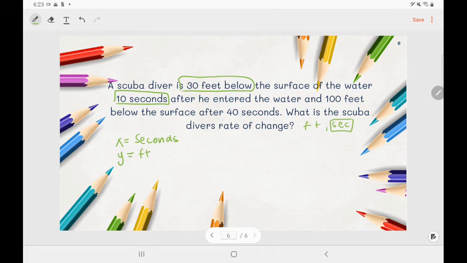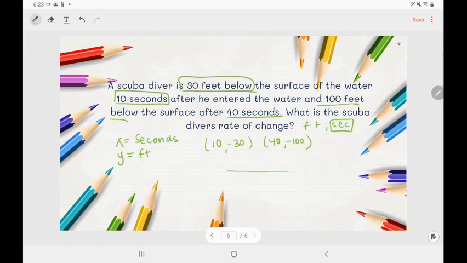All right, so let's go ahead and calculate this. We need to write our ordered pairs first. If seconds is my input, okay, 10 seconds, 30 feet, those are tied together. So 10 seconds and 30 feet below. So instead of writing 30 feet below, I am just going to write negative 30, indicating that it's going down. Our second value, we've got 100 feet below and 40 seconds tied together. So make sure 40 comes first because it is seconds, and negative 100 comes second.